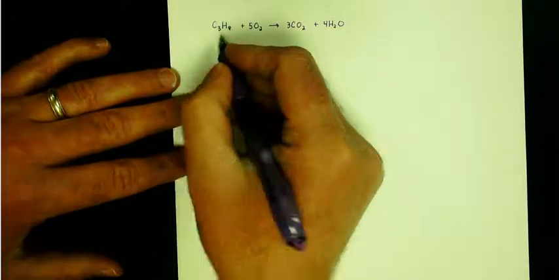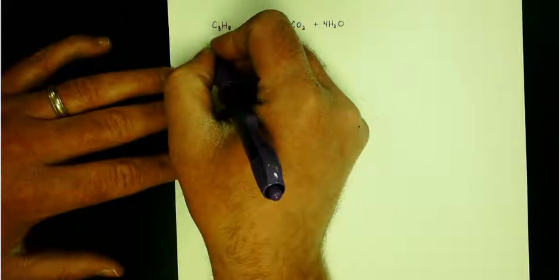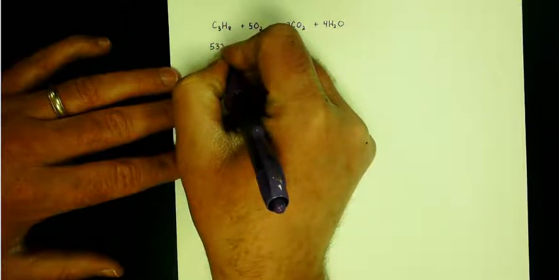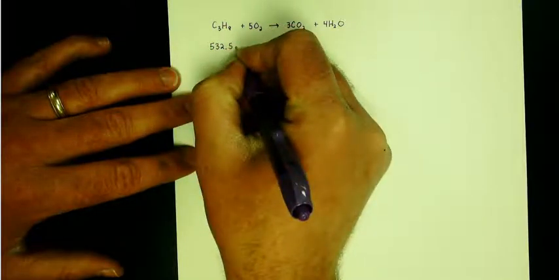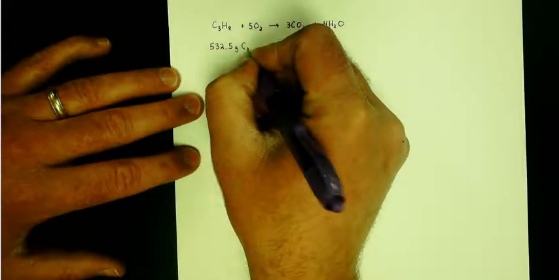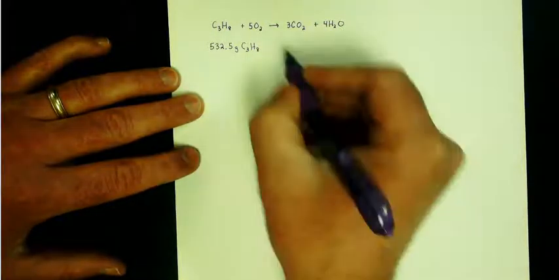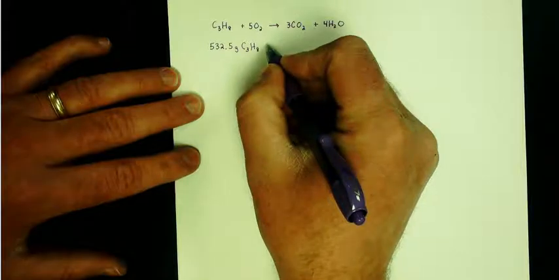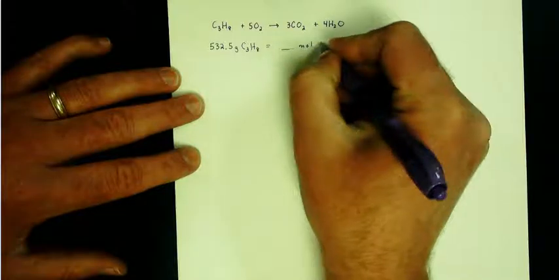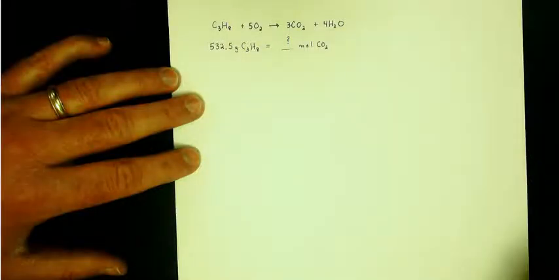Say we have some propane, and we'll say we burn, while making your hot dogs, 532.5 grams of propane. And we want to know how many grams, actually let's go to moles first. How many moles of carbon dioxide are we going to produce in this burning?